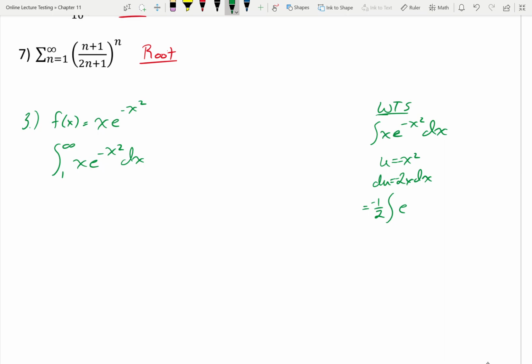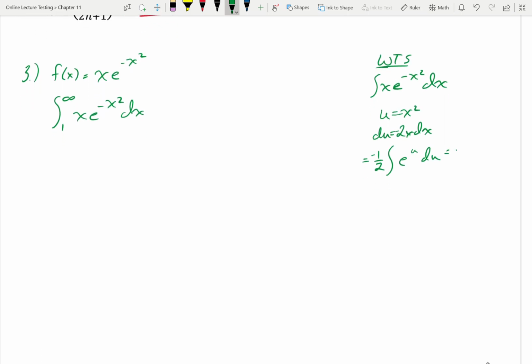e to the u du. And so we get negative 1/2 e to the u, and we're done. Let's throw that back in there. All right, and so we can double check with this, and technically plus c, but we're not going to use that here.